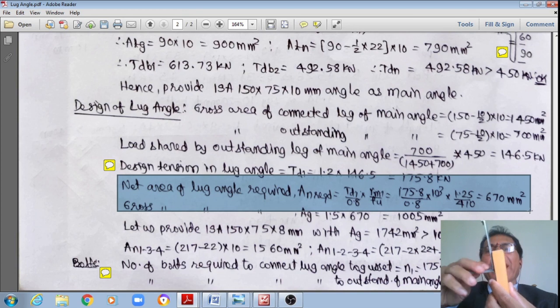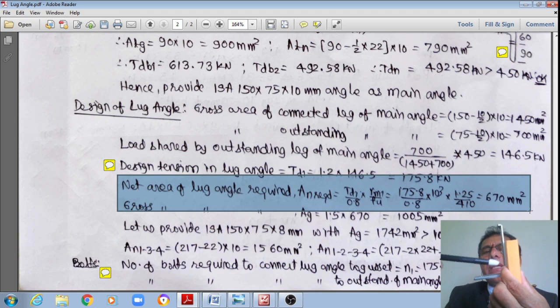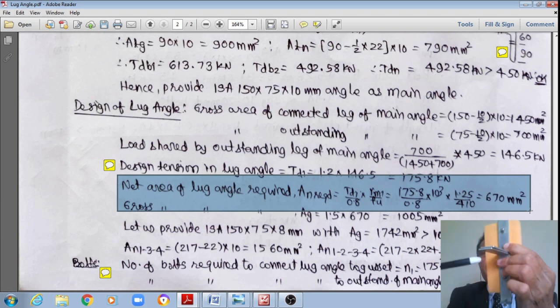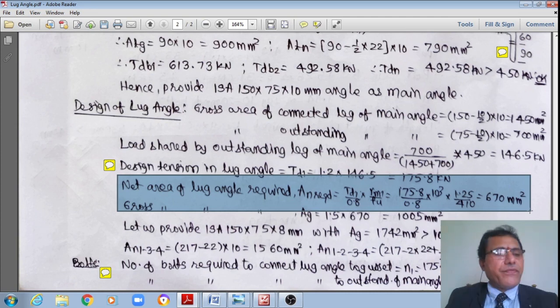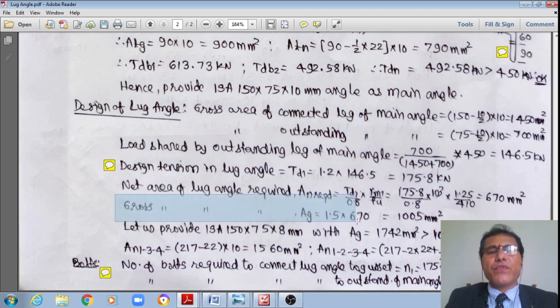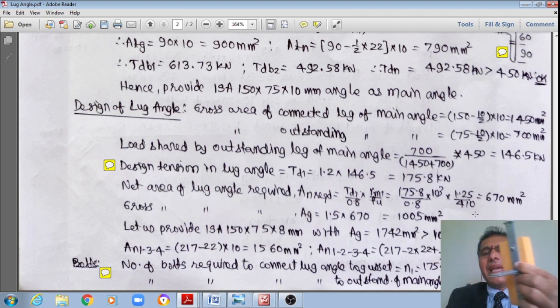Now that of this lug angle, you also require the net area of this lug angle, right? 670 mm square is the net area of the lug angle, not that of the main angle. This is the main angle, and this is the lug angle. Obviously I don't want to take any risk. In the previous case also that section failed. Therefore, let us provide the gross area 50% more: 1.5 multiplied by 670, 1005 mm square, that of this lug angle.